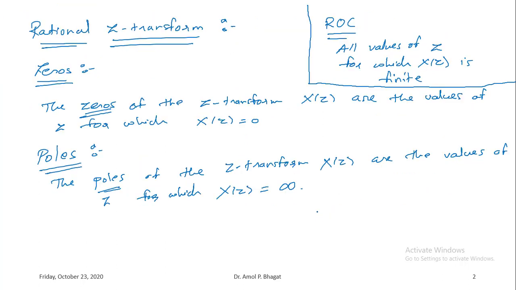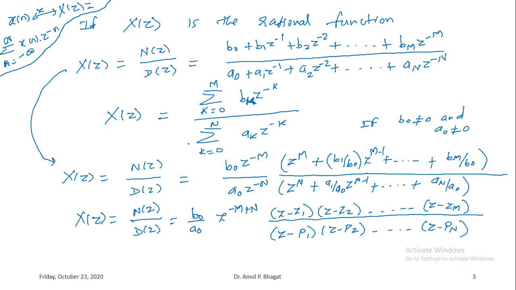So as we have seen in the previous slide, the zeros of the z transform X(z) are the values of z for which X(z) is equal to 0. That means this X(z), in this case, has capital M zeros, that is z1, z2 up to zM. Similarly it will have capital N poles, because if I substitute z equals p1, then z minus p1 will be 0, 1 upon 0 will be infinity, so everything will be infinity, right?